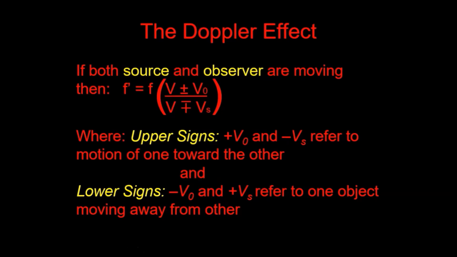So if the objects are moving away from one another, you'd have V minus V0 over V plus Vs. If they were moving toward one another, this would be V plus V0 over V minus Vs. So there is some thinking to be done in employing this formula. And definitely read through this section of the book on how to utilize the Doppler effect.